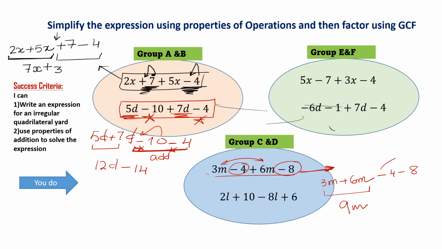Again the same sign. Same sign means what? Add them. So 8 plus 4 is 12. But put the sign of the bigger number, that is negative.